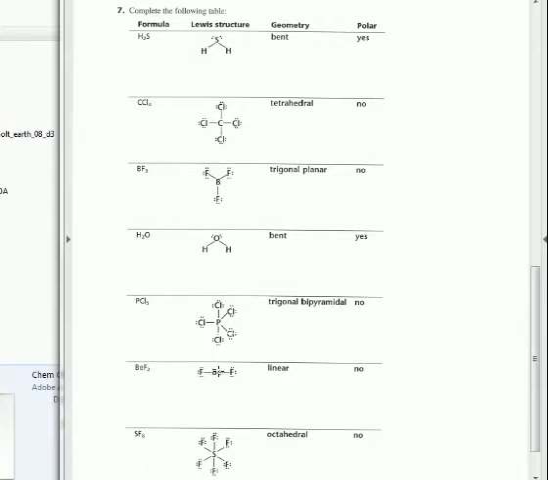BeF2, so we have a central beryllium and 2 fluorines on the side. This is going to be linear. Why is this linear and not bent like we saw in these previous 2 examples? Because beryllium doesn't bring any lone pairs, doesn't bring any unshared pairs of electrons to the table. Because of that, there's going to be nothing to repel the electrons within these bonds to push them down at a lower angle. So it's going to be linear, and it's not going to be polar, because these polar bonds are completely offset by each other.